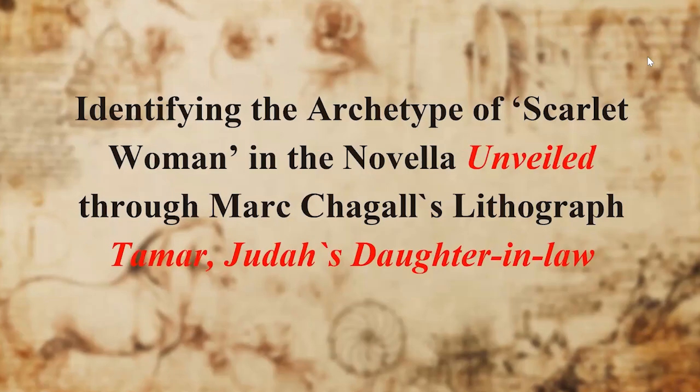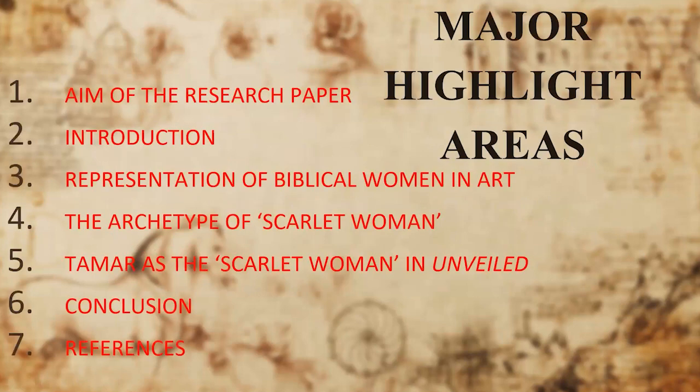The topic of my research paper is identifying the archetype of the Scarlet Woman in the novella Unveiled through Marc Chagall's lithograph, Tamar, Judah's daughter-in-law. These are the major highlight areas: the aim, introduction, representation of the biblical women in art, the archetype of the Scarlet Woman, Tamar as the Scarlet Woman in Unveiled, conclusion and references.